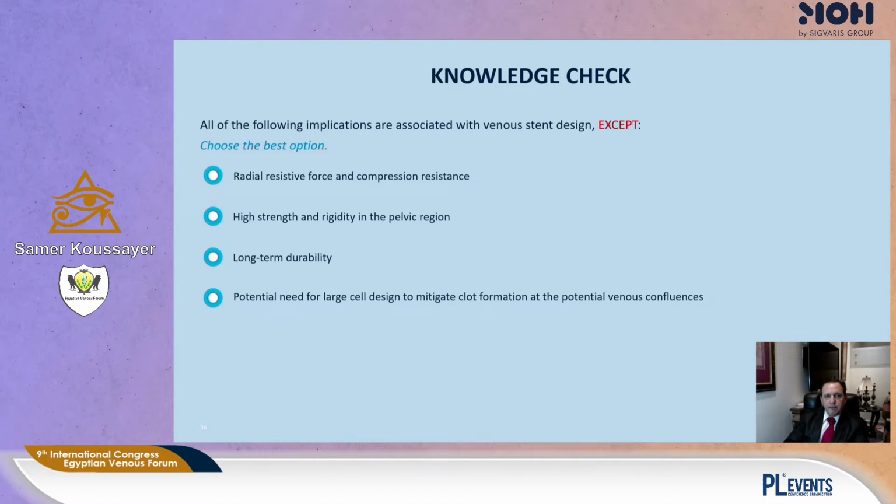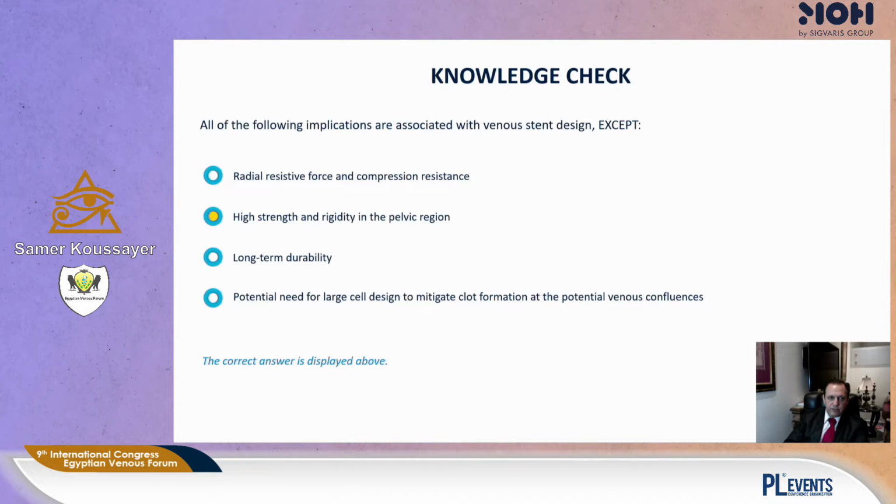All of the following implications are associated with venous stent design except: radial resistance force and compression resistance? Yes, this is what we need in the venous stent. High strength and rigidity in the pelvic region? No, we want it to be flexible. This is wrong, so this is the answer. Long-term durability? Yes, because we use it in young people. And potential need for a large cell design to mitigate clot formation at the venous confluence? This is correct. So the answer will be B.